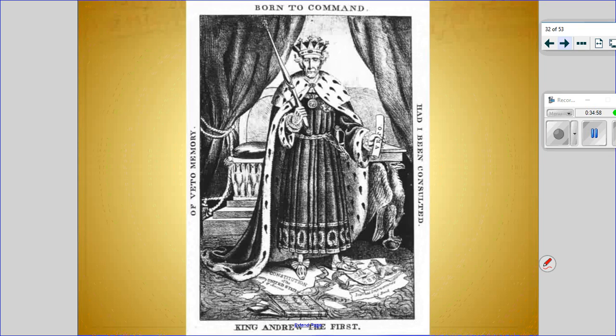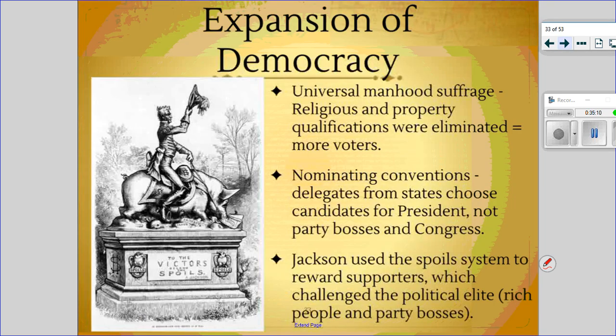Jackson's opponents called him King Andrew. They said that he was a tyrant. They said that his use of the veto power, remember, he's the first president to use the veto, they said he was acting like a king. Okay? The spoil system, remember, that's a reward system. He rewarded his supporters with offices.